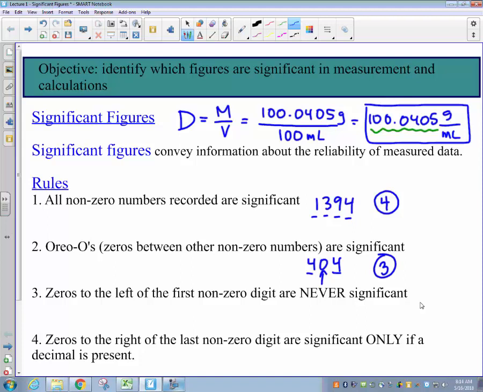Now, you notice that the zeros tend to be kind of the problem in terms of counting significant figures. Since all non-zero numbers are significant, really it's the zeros we have to watch out for. So rule number 3 is an important one, and this is one that people tend to forget about. Rule number 3 says that the zeros to the left of the first non-zero digit are never significant. And this might seem counterintuitive at first, because those zeros to the left sometimes look as if they're conveying information to us. Well, let me give you an example here.